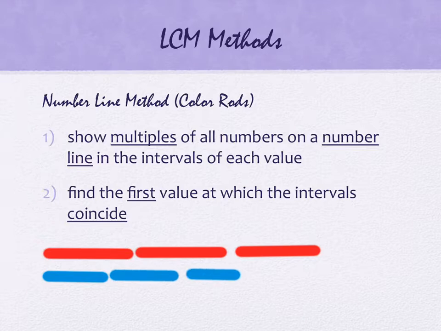And they should be the same length. At some point they will correspond to the ending value. They'll end at the same point in time, and that's where you would arrive at your least common multiple. And so it takes 3 red rods and 4 blue rods to actually give you the same value.